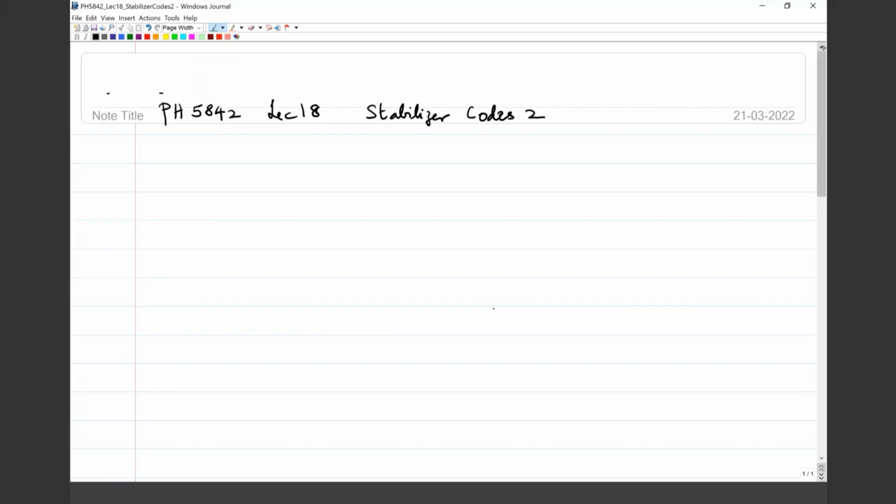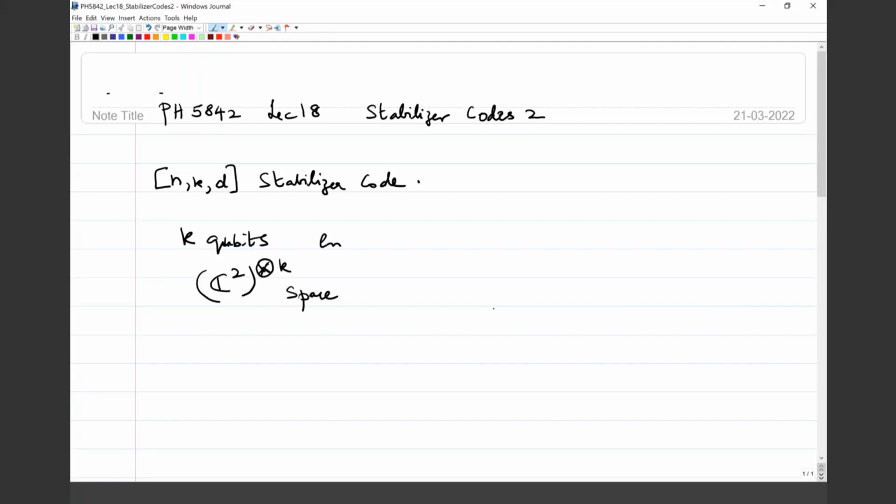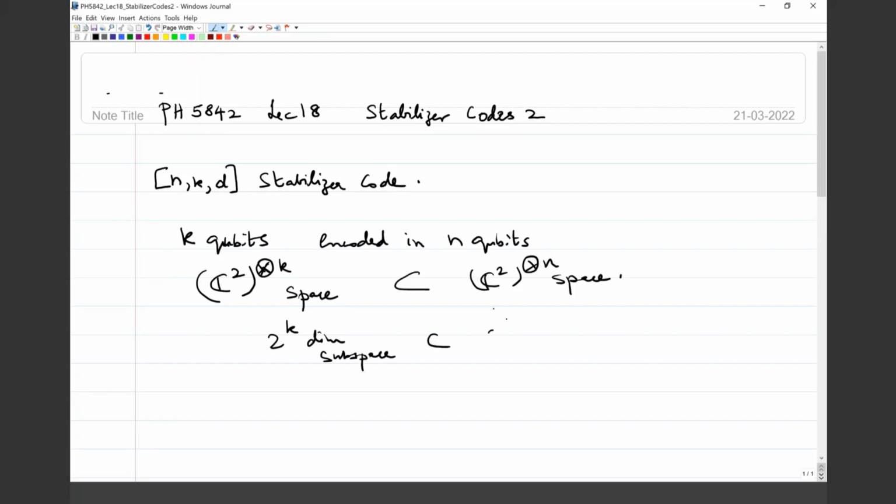Fine. So we've discussed this idea of an [[n,k,d]] stabilizer code, right? Where you take k qubits. So that's the C2 tensor k dimensional space, that's the Hilbert space for this. They are encoded in n qubits. So this is a C2 tensor n space. And so you essentially find a 2 to the k dimensional subspace of the 2 to the n dimensional space. And that constitutes your code.